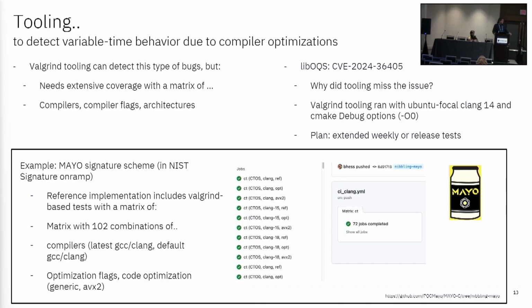There is an example, one of the NIST signature on-ramp candidates, Mayo, includes also CI tests with Valgrind-based ones, and covers a matrix of about 102 combinations of different compilers, where always the latest Clang and GCC versions are used, because you assume, okay, compilers only get smarter over time, right? So you want to use them, and different optimization flags and code optimizations are tested with the aim to detect these kinds of issues.